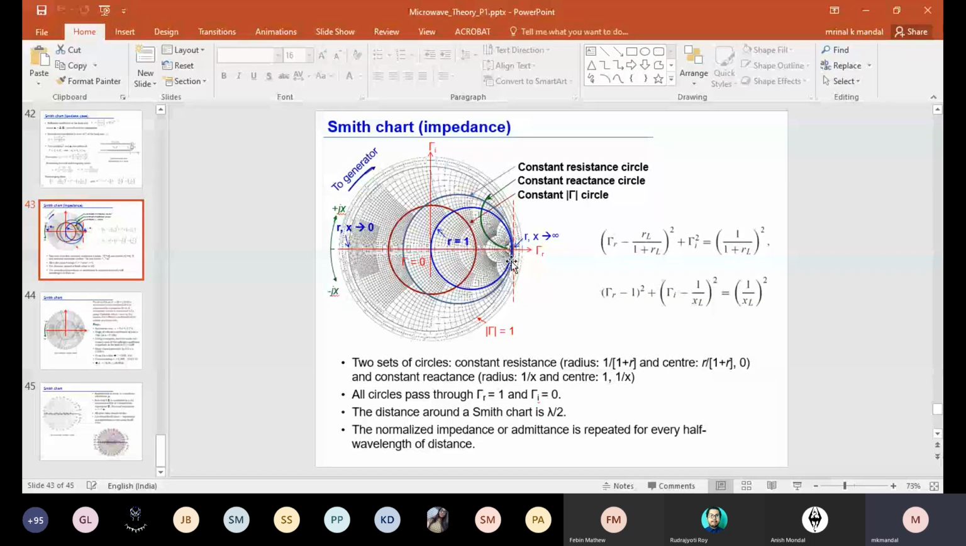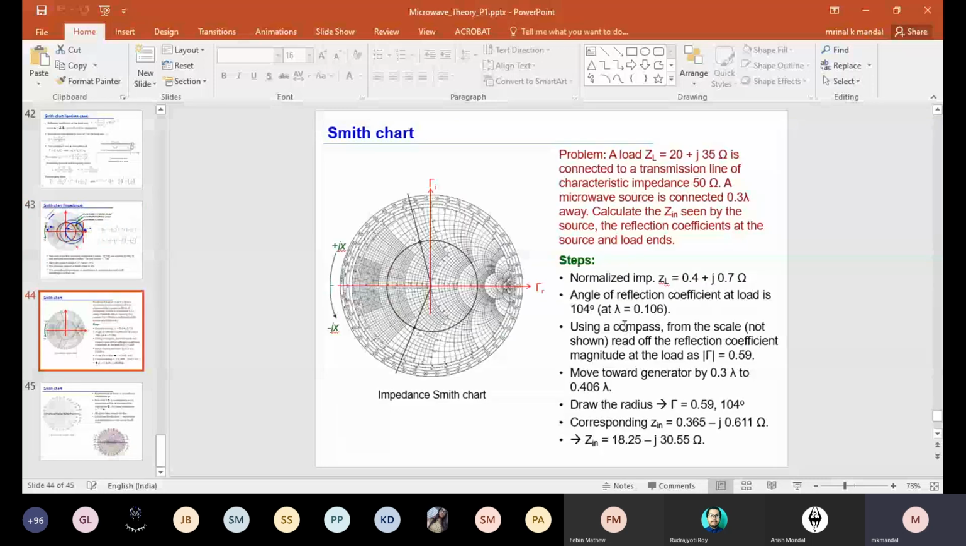We have seen last day how to plot these different circles. Basically these are the equations of circles, and the center point and the radius values are given here. Now let us use the Smith chart to solve one simple problem.